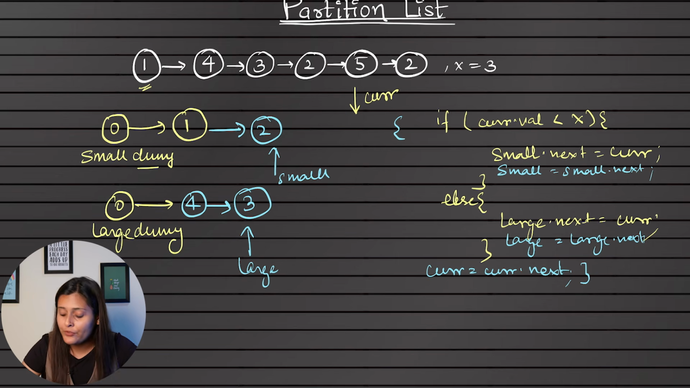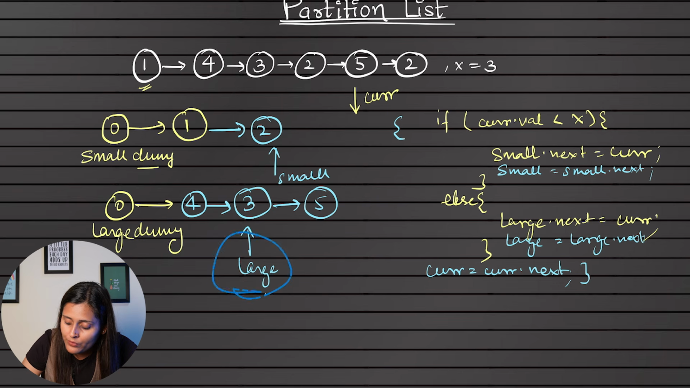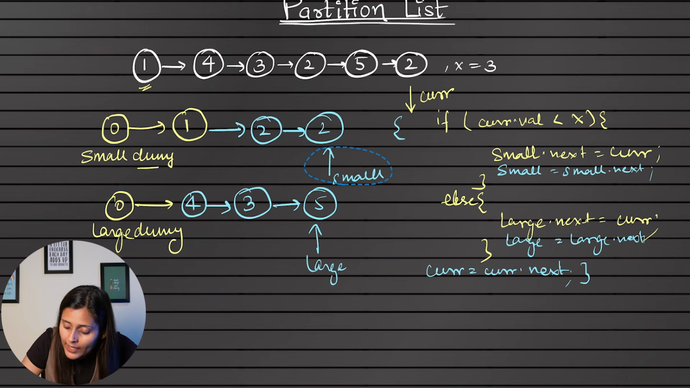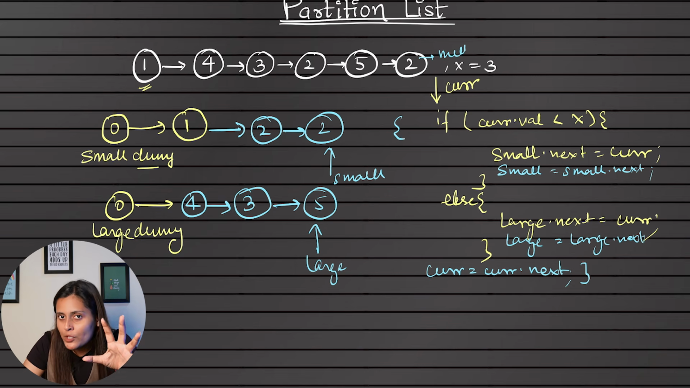Now again 5. In large dot next, we will connect 5. So now we will move large ahead. Now we will move current ahead. Again 2. In small dot next, again we will move small ahead and we will move current ahead. Now can I say current will become null? So do we need to stop here?